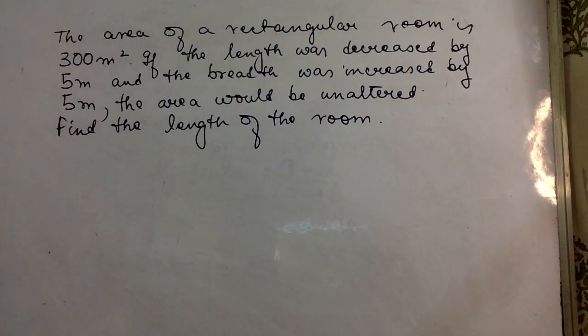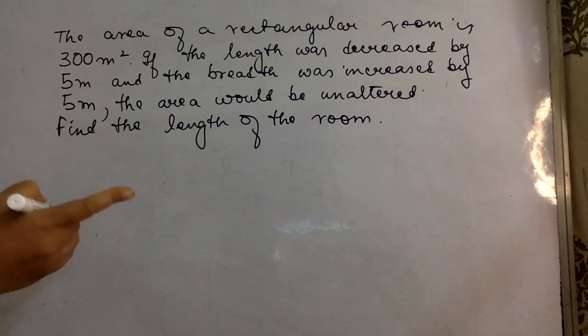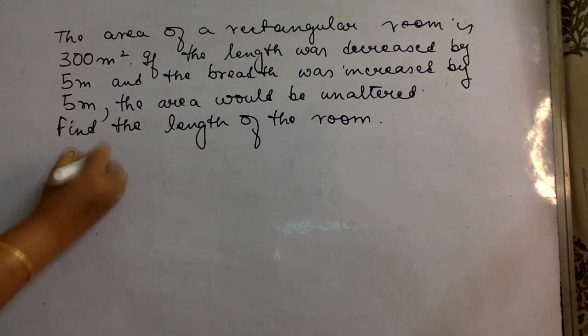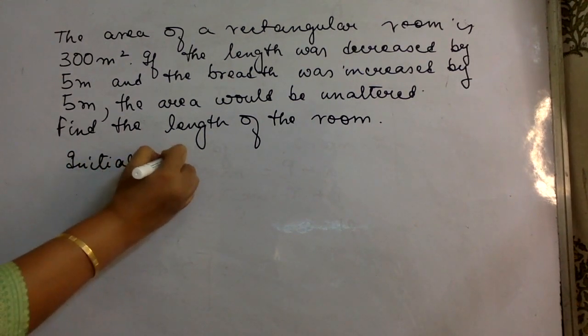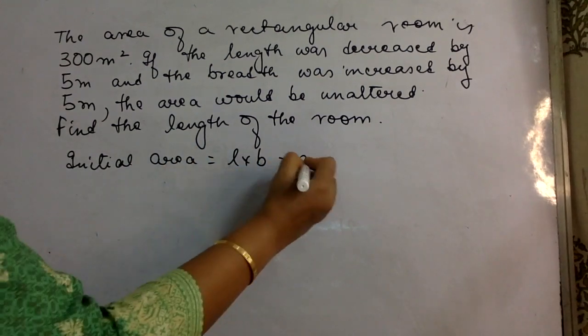Now here is a question: the area of a rectangular room is 300 meters. Now area of a rectangle is length into breadth. The length was decreased by 5 and the breadth was increased by 5. The area would be unaltered. Find the length of the room. So initial area, that is before the change, is L into B, which is length into breadth, which is 300.